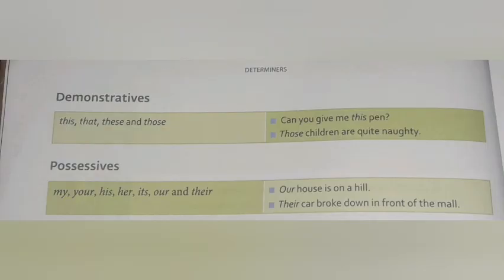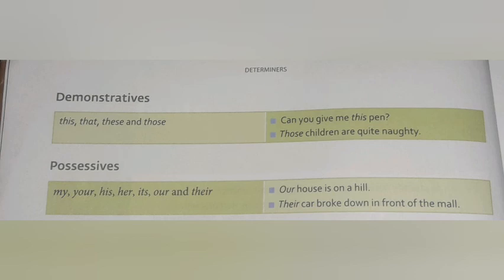Next are demonstrative determiners: this, that, these and those. Look at examples. Can you give me this pen? And look at the second example: those children are quite naughty. In the first example, the second word is a demonstrative determiner, and in the second example, the first word is a demonstrative determiner.